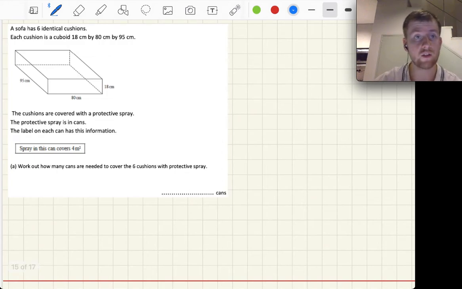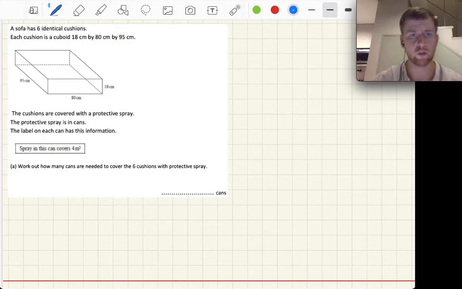Okay, a sofa has 6 identical cushions. Each cushion is a cuboid, 18 centimeters by 80 centimeters by 95. The cushions are covered with a protective spray in cans, and a spray in each can covers 4 meters squared. Work out how many cans are needed to cover 6 cushions with protective spray.